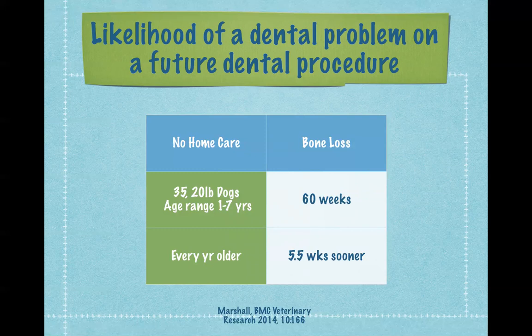And they noticed of these 35 that for every year older they were, this happens 5.5 weeks sooner. So this study didn't have any dogs that are older than 7. And so we know dental disease happens when they're older. So this is happening sooner.